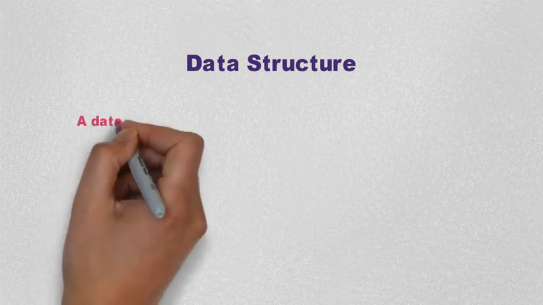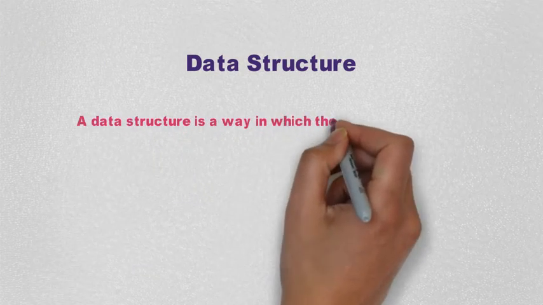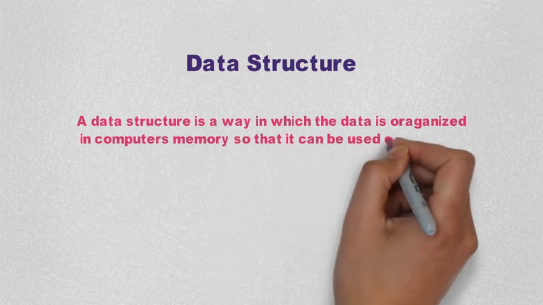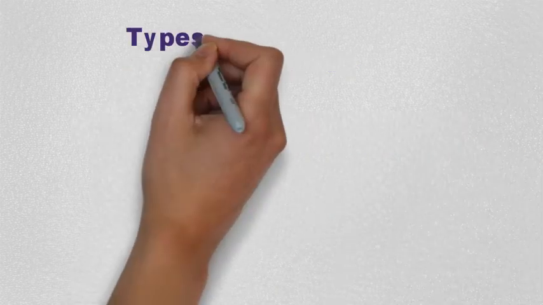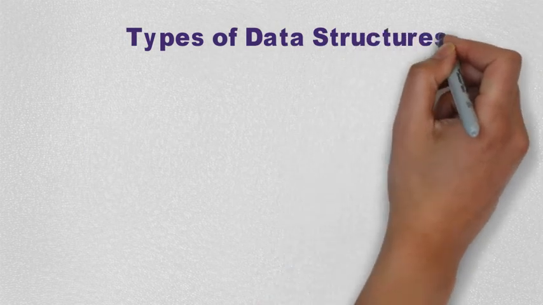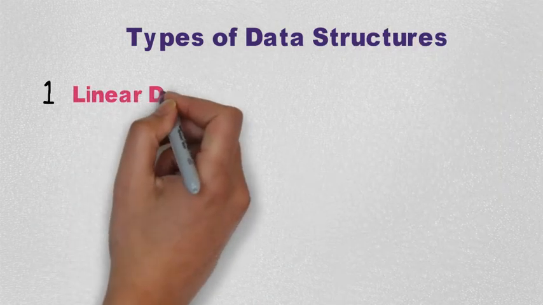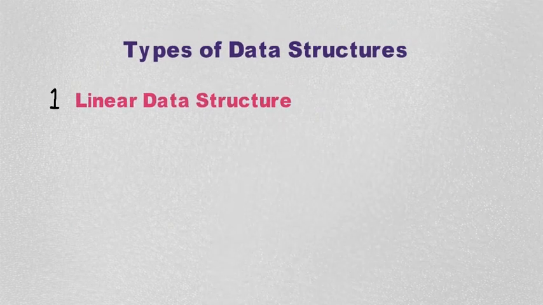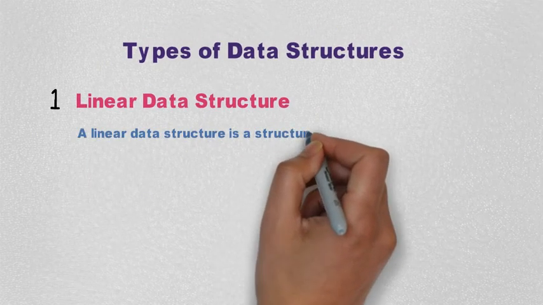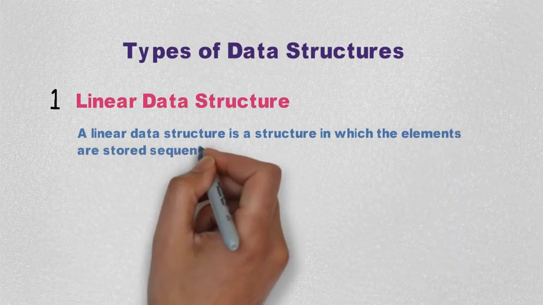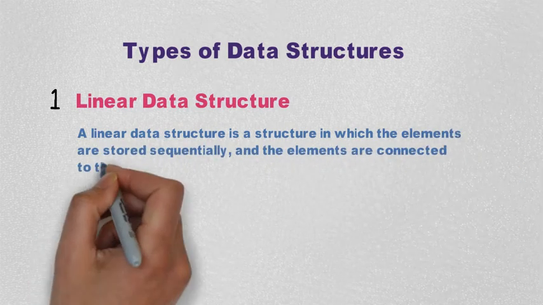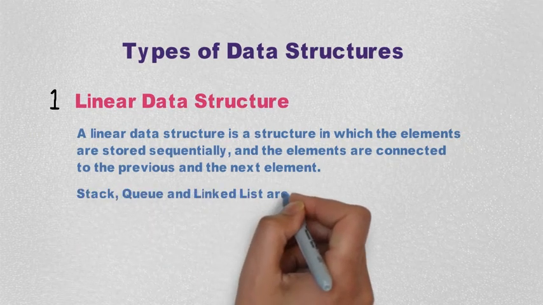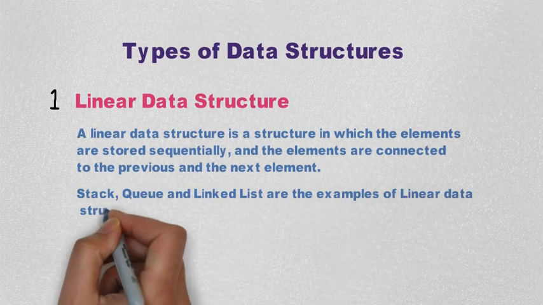A data structure is a way in which the data is organized in computer's memory so that it can be used effectively. Now we'll see types of data structures. The very first type is called a linear data structure. A linear data structure is a structure in which the elements are stored sequentially and the elements are connected to the previous and the next element. Stack, queue, and linked list are the examples of linear data structures.